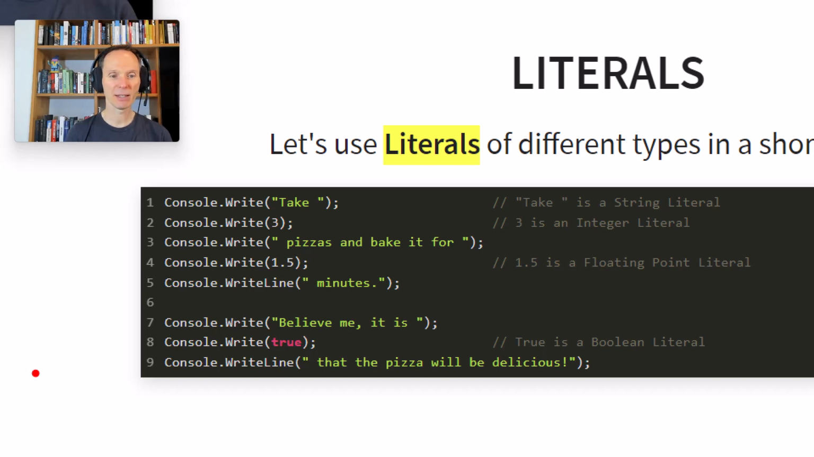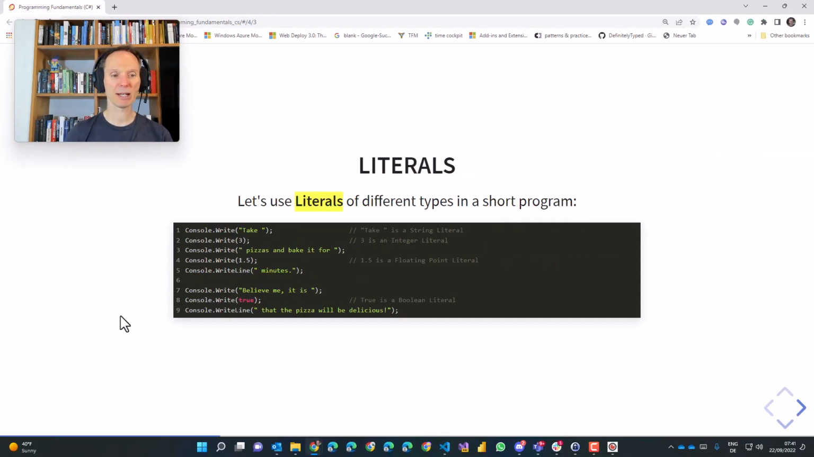Did you find it out? It prints, take 3 pizzas and bake it for 1.5 minutes. Then the next line, believe me, it is true that the pizza will be delicious. This is what this program does. It simply writes 2 lines on the screen, but it builds the content of the lines using various types of literals. Good. I think this was pretty clear.